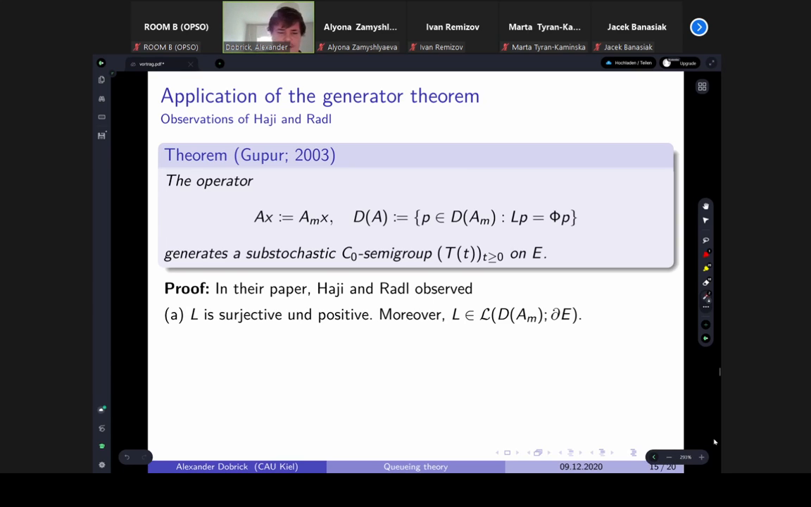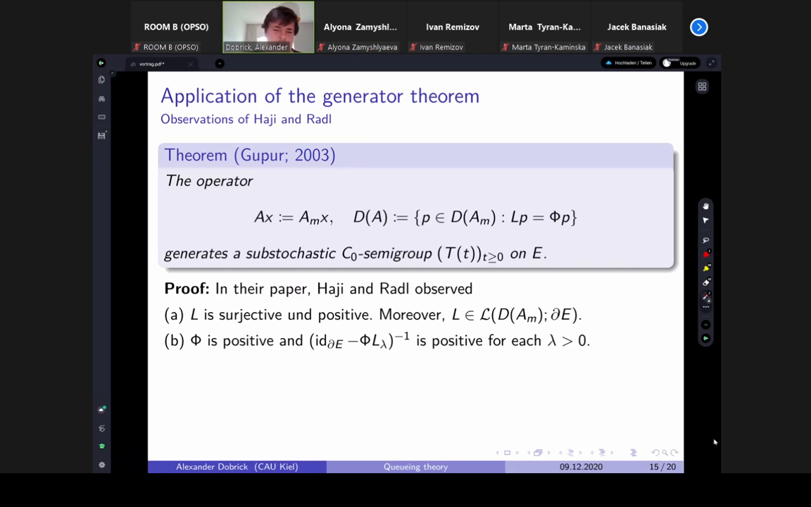So already Haji and Radl observed in their paper that L is obviously surjective and positive, and it's also continuous with respect to the graph norm on the domain of the maximal operator. That phi is also positive. That's also very easy to see. And this operator here, they really calculated basically, so you can see it is positive by calculating it directly. And that A naught is densely defined, and resolvent positive. Densely defined is quite clear, and resolvent positive you can calculate as well. So you just need to calculate basically the resolvent of that A naught.